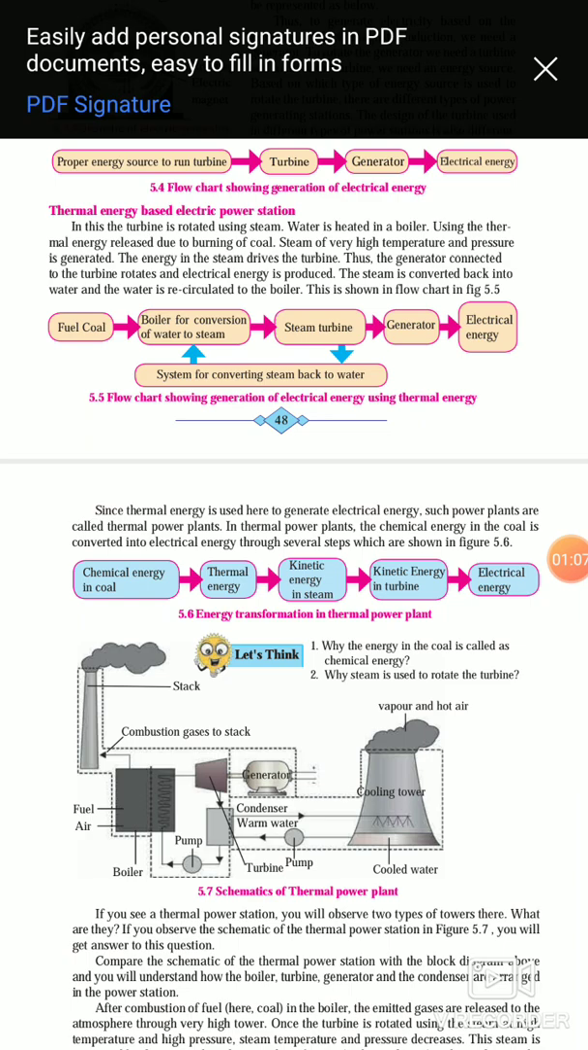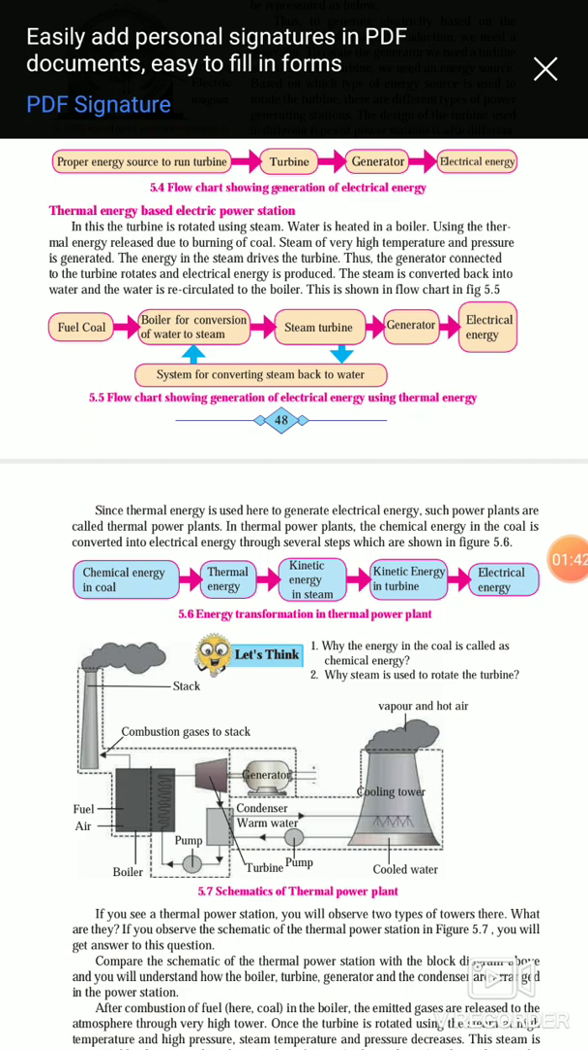Such power plants are called thermal power plants because thermal energy is used here to generate electrical energy. The chemical energy in coal is converted to electrical energy here. That means coal is called chemical energy here. Why is coal called chemical energy? Because the atoms present in the coal are formed due to chemical bonds. That means carbon-carbon bonds are there. So this coal is considered as chemical energy.